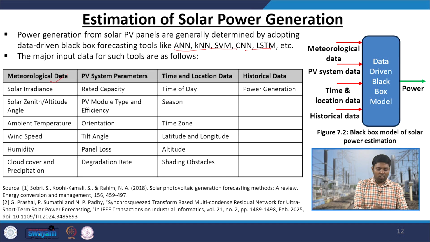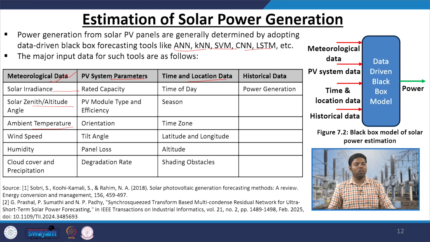We can give meteorological data, that means your solar irradiance, solar angle, temperature, wind speed, humidity and all the other kinds of factors. We can give the parameters of the PV panel, how much it is tilted, what is the rated capacity of your panel, how much loss you are incurring, what is the age or degradation of your panel. Those things we can feed to the black box model. Then the time and the location, because at which time you want to generate your solar power. If it is at 12 noon, then the generation will be very high. If it is at 5 p.m. in the evening, then your solar generation will be very less.